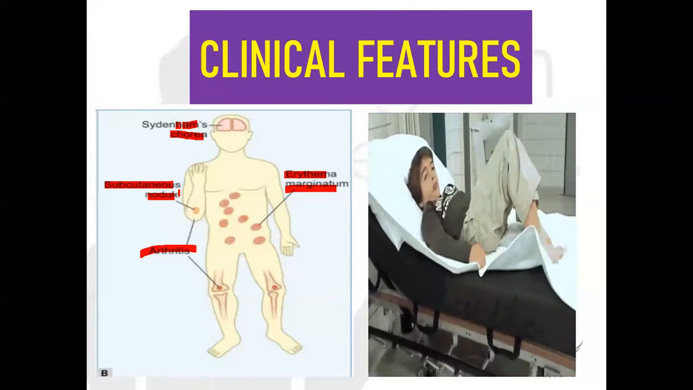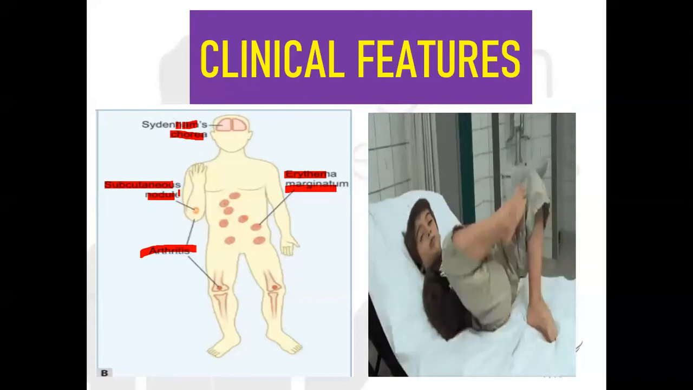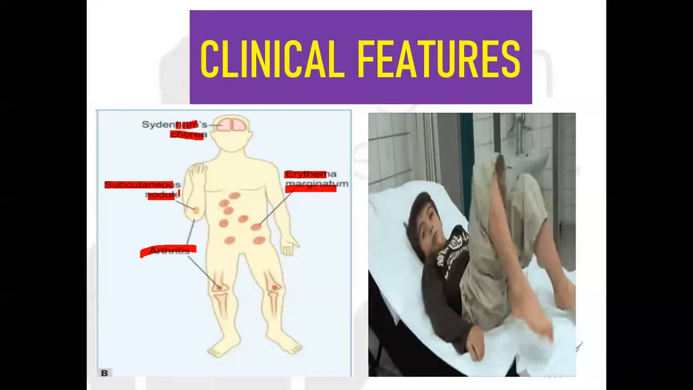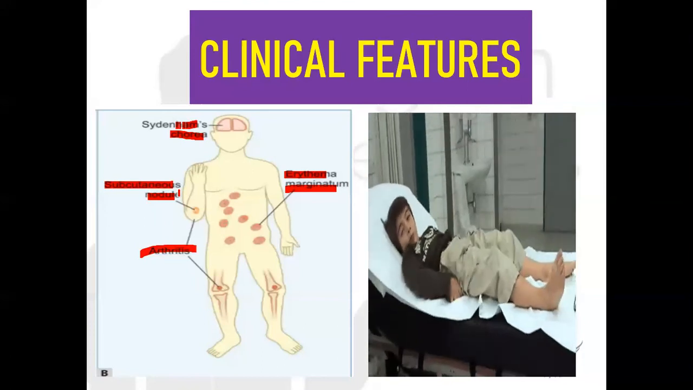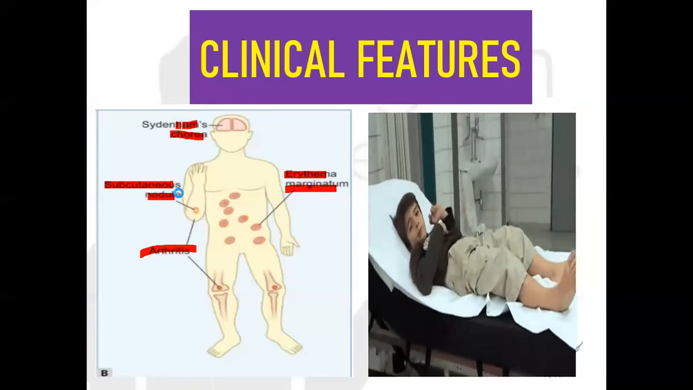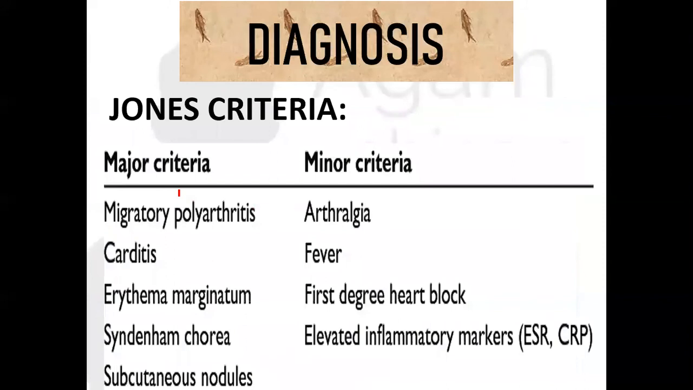So what are the characteristic clinical features? Sydenham's chorea, migrating polyarthritis, erythema marginatum, subcutaneous nodule. Very important. These four are the classical symptoms. Now, diagnosis. So we have understood what the disease is, how the disease comes, and what the patient will say to us. Now, how will you diagnose this?